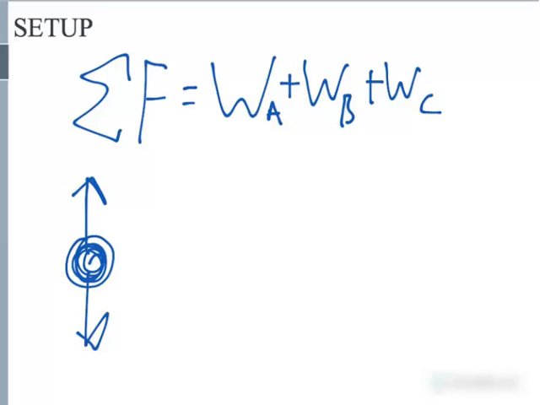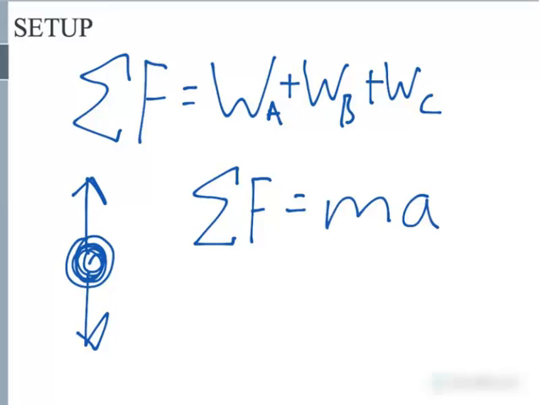So if the system isn't moving, we are also given by Newton's second law that the sum of the forces equals the mass times the acceleration. And since it's not moving, that means acceleration is actually 0. So let's go ahead and execute that.